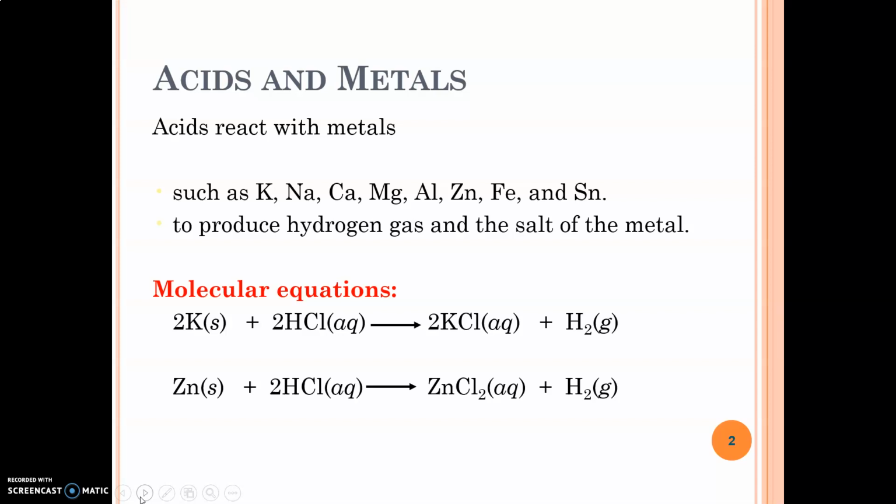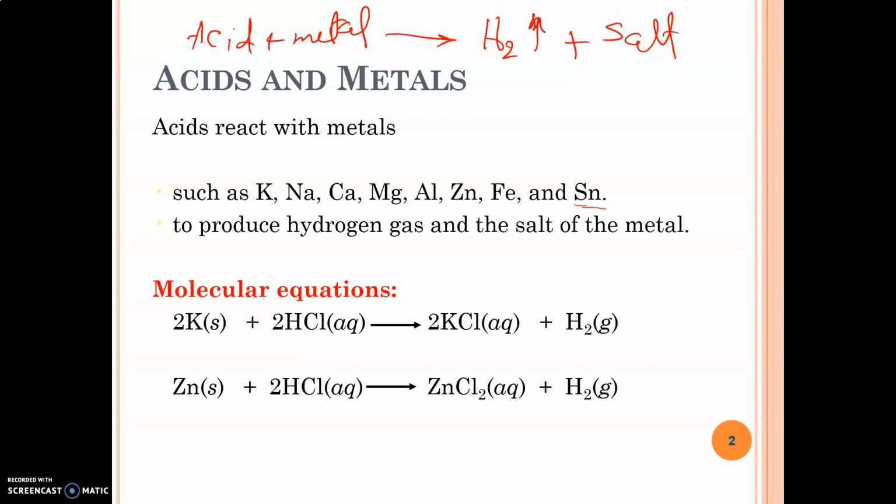Acids react with metals such as potassium, sodium, calcium, magnesium, aluminium, zinc, iron, and tin, right? To produce hydrogen gas and salt. So this is a general formula. Acid plus metal gives hydrogen gas, and this arrow up means that there is a gas evolving, plus salt.